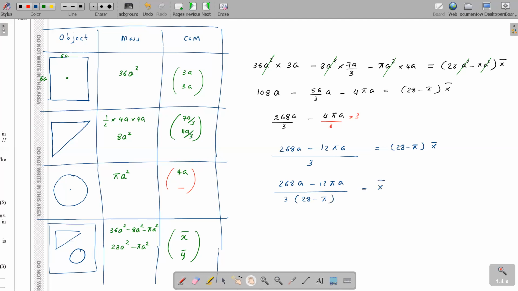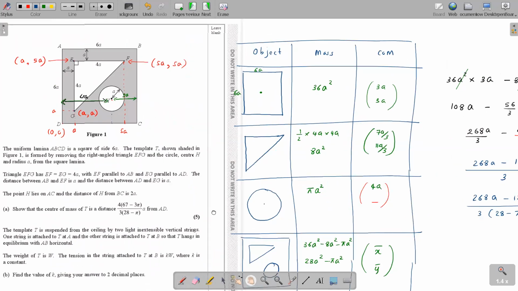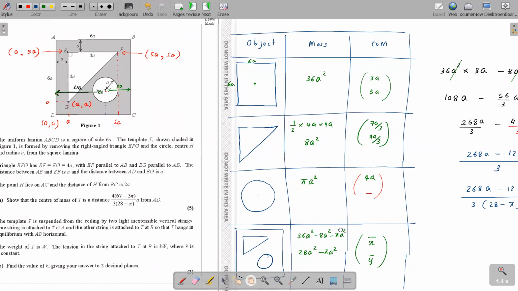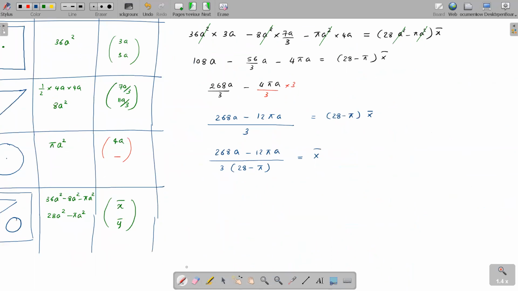Is this the show that, or have they taken the common thing out? They've taken the common thing out, right? Look at the show that, yeah, 4 times. So I think there should be a 4 that we can take out. Is it possible to take out a 4? So what do you get when you take 4 out? 268 divided by 4 is 67. 67a, and 4 times 3, right? So 3 pi a.